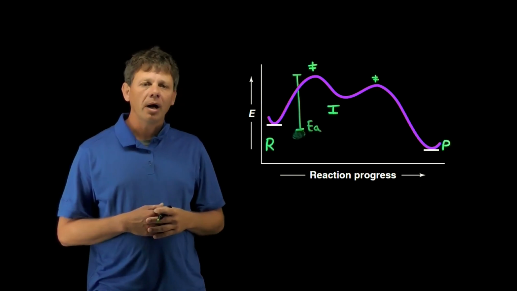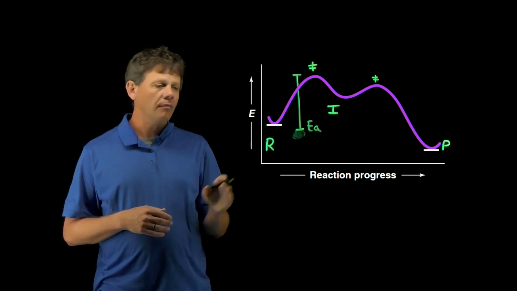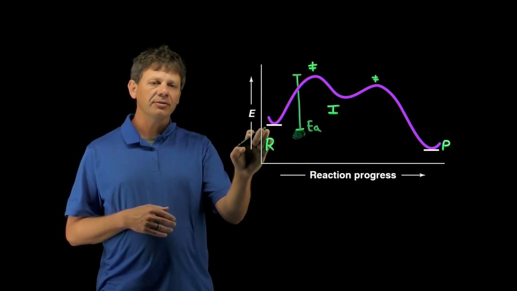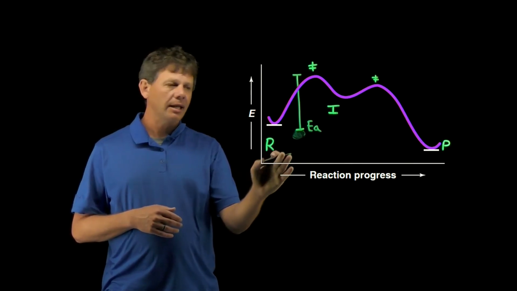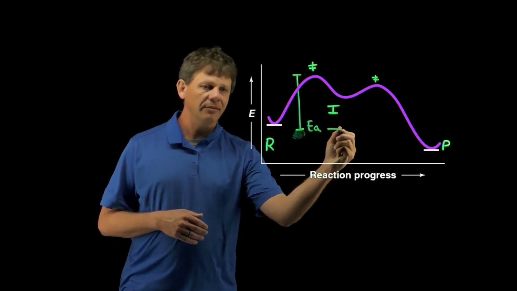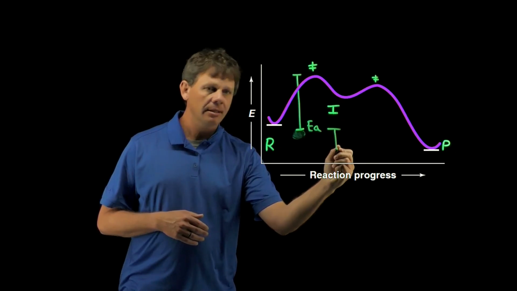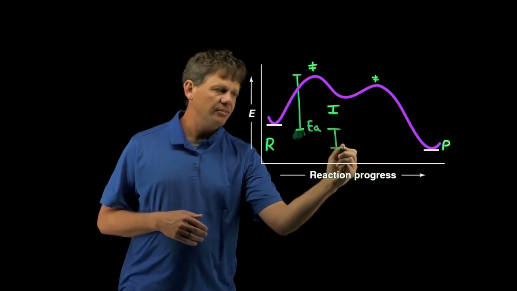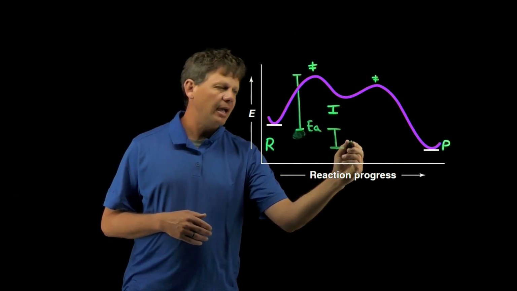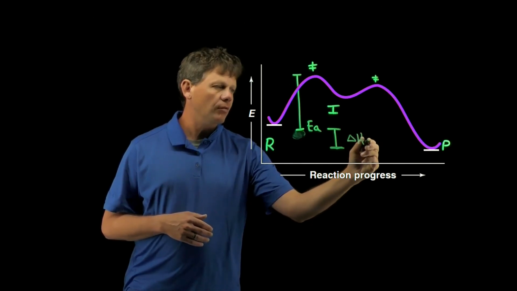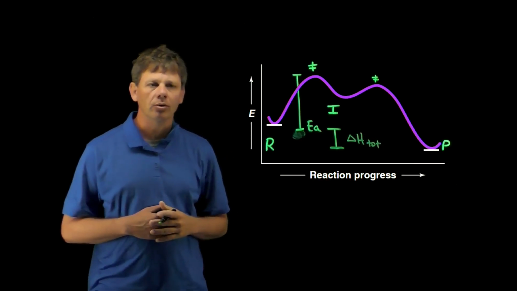The last thing we want is the overall delta H of the reaction, and that's the difference in energy between the reactant and the product. So if I can do the weatherman effect well, it will be essentially this value here that is our delta H of the overall or the total reaction.